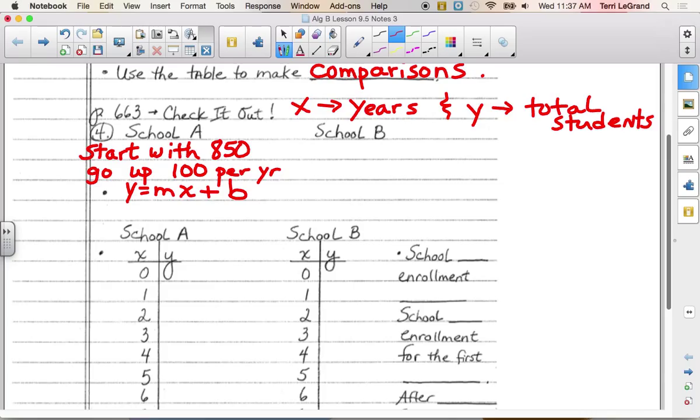So y represents the total number of students. We need a slope. In other words, what does it keep changing by? 100. So y equals 100x, 100 multiplied by the number of years, because it goes up 100 every year, plus the starting amount, 850. Yeah, there's our model for School A.